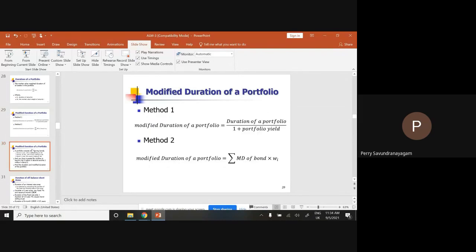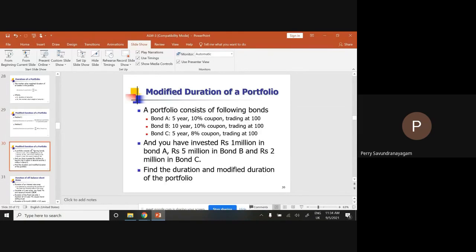Right, okay, so look at this one. A portfolio consists of foreign bonds: 5-year 10% coupon, 10-year 10%, 5-year 8%, trading at 100, so all at par. And you have invested 1 million in bond A, 5 million in bond B, and 2 million in bond C. Find the duration and modified duration of that portfolio.